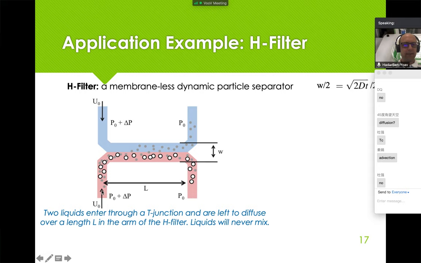From the inlet of the lower channel, which is the red fluid, we have two different types of particles. Let's call them the bigger particles, which are the white ones, and the smaller particles, which are the gray ones. On the upper channel, you have just the buffer, or just the liquid itself. In the end, you want to separate them so that in the outlet of the red channel you get only the bigger particles, and in the outlet of the blue channel you get only the smaller particles.